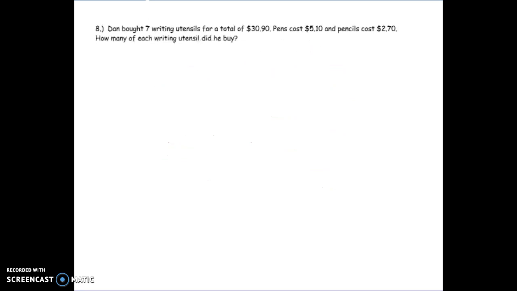Okay. Number 8, Dan bought 7 writing utensils for a total of $30.90. Pens cost $5.10 and pencils cost $2.70. How many of each writing utensil did he buy? Pens and pencils both start with P, so let's actually use X and Y for this one. Let X be pens and let Y be pencils.